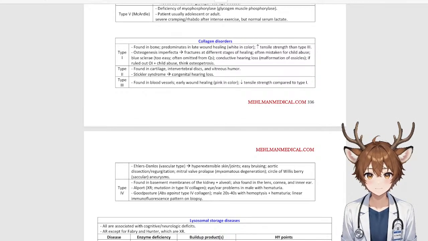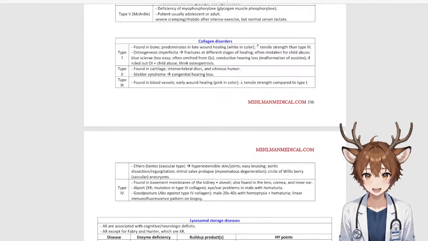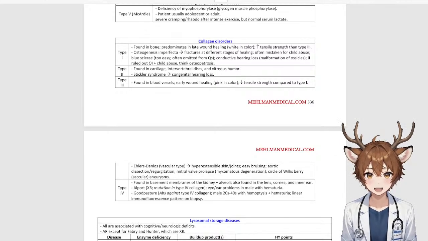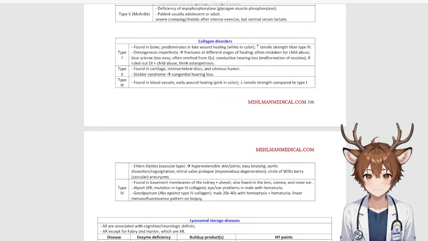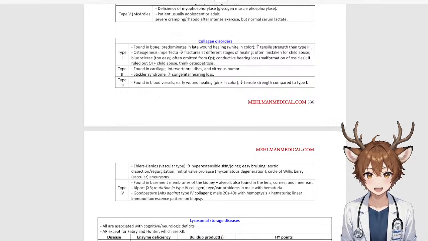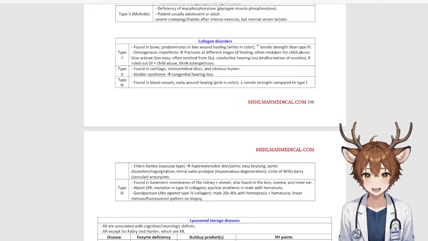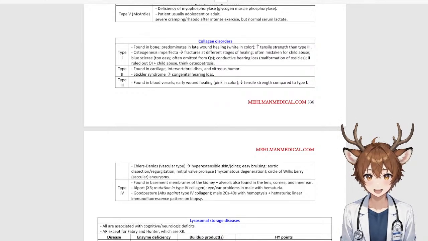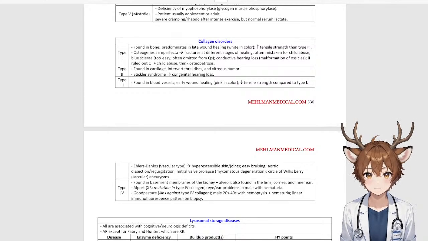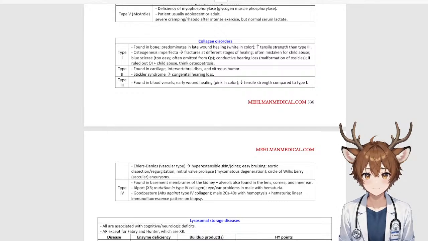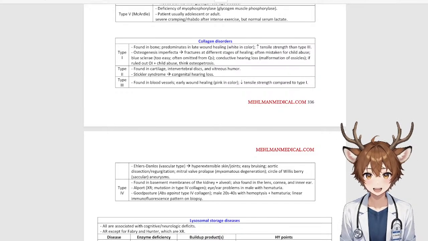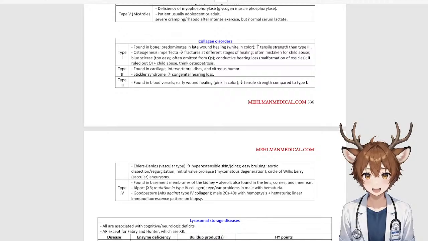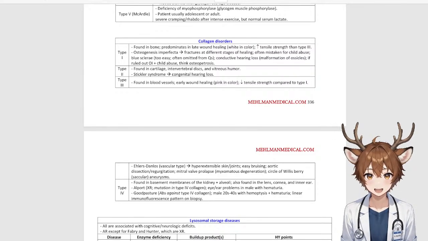But type 4. Type 4, found in basement membranes of the kidney plus alveoli, also found in the lens, cornea, and the inner ear. Alport syndrome, XR, which is X-linked recessive, mutation in type 4 collagen, eye/ear problems in males with hematuria. Goodpasture syndrome, antibodies against type 4 collagen, males in their 20s or 40s with hemoptysis plus hematuria, linear immunofluorescence pattern on biopsy.